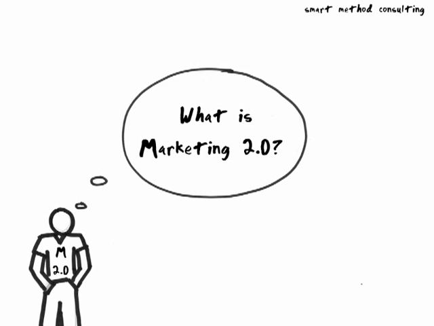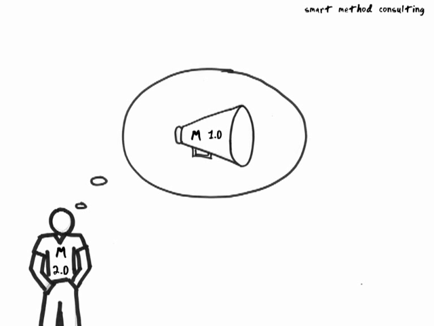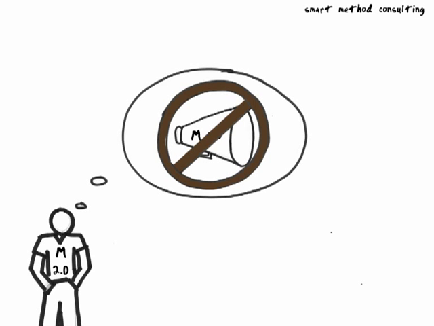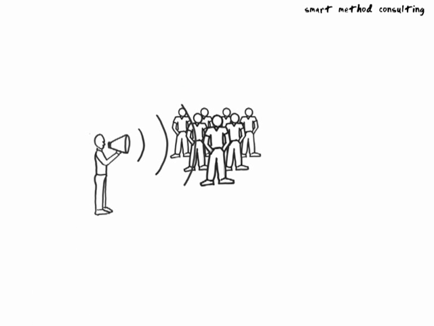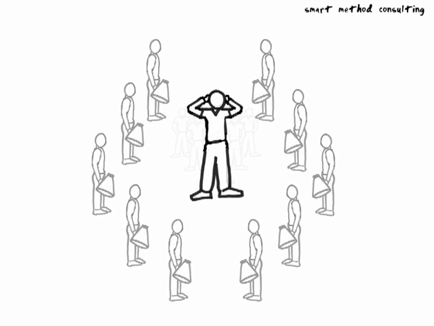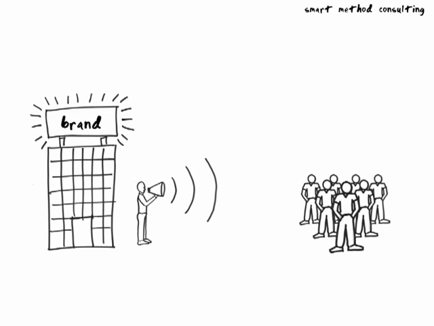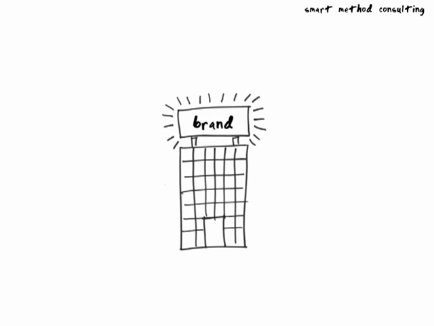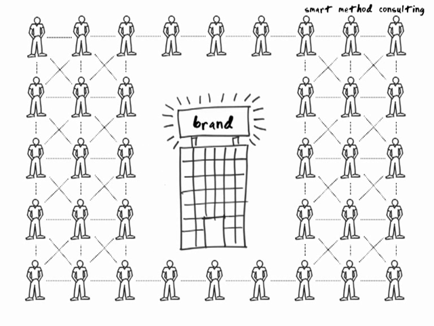What is Marketing 2.0? It's an approach that will help you get away from the megaphones that traditional marketers use. These guys haven't figured out that more megaphones not only reduce impact, but actually infuriate people. Unlike traditional marketing, which relies on one-way communications, Marketing 2.0 is based on conversations and recognizes that brands are built by communities, not just by companies.